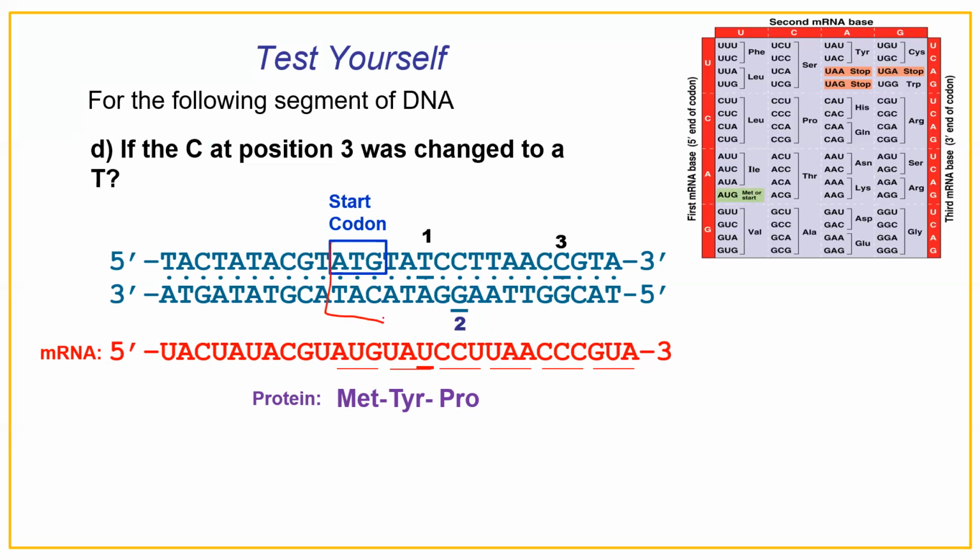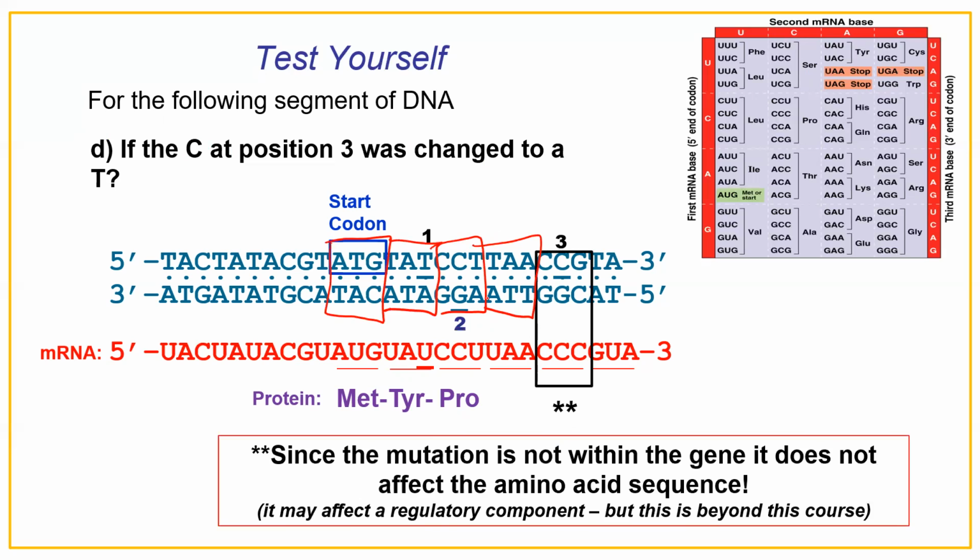We've got our start codon here. We've got our next codon, and then we have our stop codon. So that's just the point, isn't it? This particular mutation is actually after the stop codon. So what effect does it have on the protein sequence? Nothing. It's not going to change the amino acid sequence.